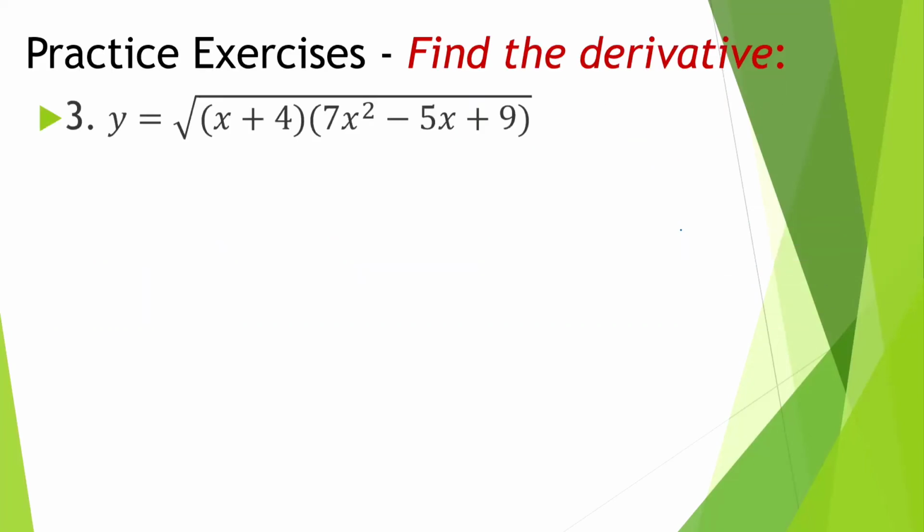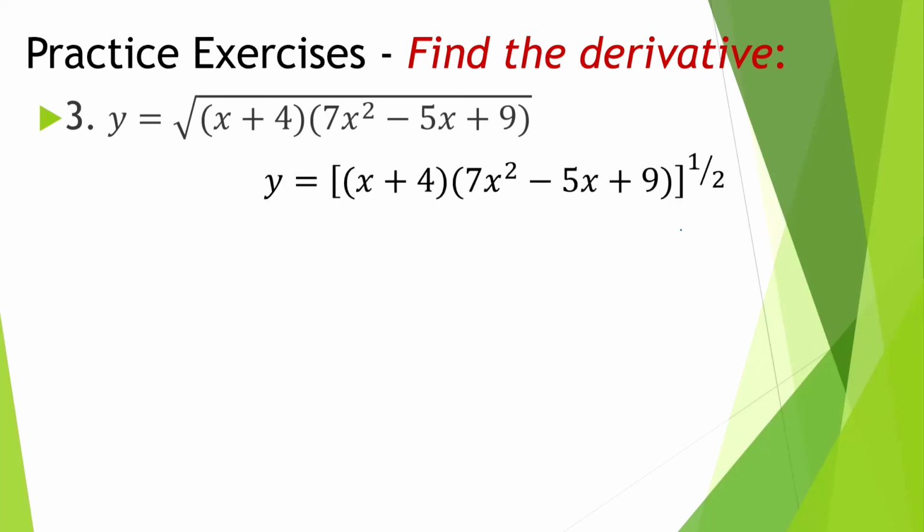Okay, now for number 3, we have this. Okay. So gamit tayo ng expression muna na gumagamit ng exponent, no? So instead of radical, di ba sabi natin, every time we have a radical, ang una natin gagawin is to express that with a known exponent. So we will have to write it this way. Yan, the product of (x plus 4) and (7x squared minus 5x plus 9), everything raised to 1/2, okay? So we have to apply the chain rule first kasi because of this exponent being applied to the entire product, no? So yung chain rule muna because of this, siya yung nasa labas.